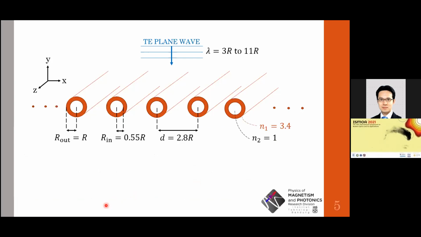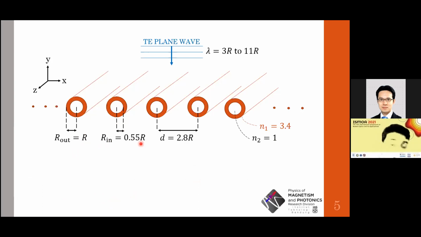Now we have to consider the geometrical and optical parameters of our system. Let's say, suppose for now that each tube has outer radius of R. R later on can be any number, and we can leave it for now. And for the inner radius of each tube, the radius of the core, we take it to be about half of the outer radius. So why do we take this value?